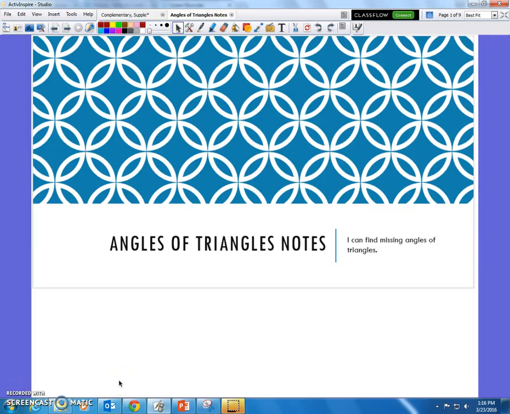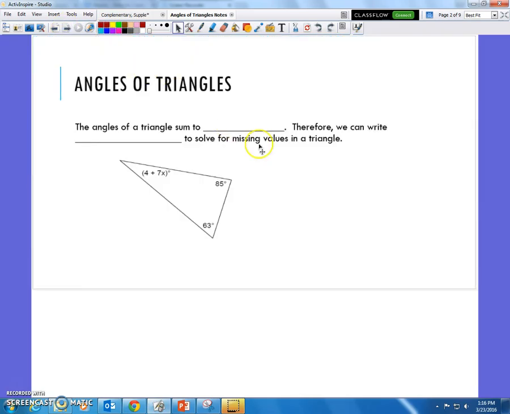Alright, this is Mr. Gillen, and today we're going to learn about the angles of triangles some more. Since we've learned about what supplementary means, now would be a perfect time to talk about the sum of the interior angles of a triangle. The angles of a triangle sum to 180 degrees. Therefore, we can write an equation to solve for missing values in a triangle.